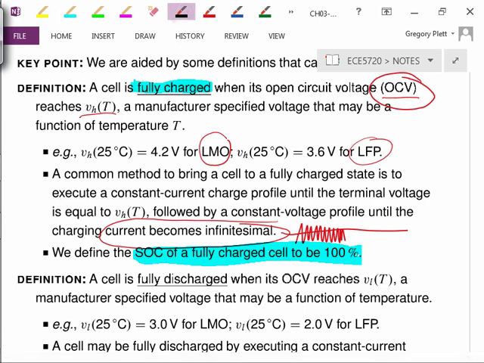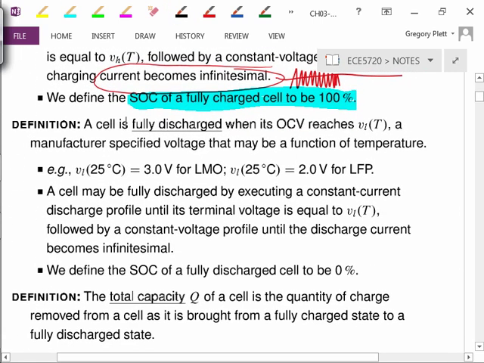We have a similar definition here for a cell being fully discharged. We say the cell is fully discharged when its open circuit voltage reaches a low voltage, V sub L of T. Again, a manufacturer specified voltage that might be a function of temperature. So V sub L at 25 degrees for a lithium manganese oxide cell is often something like 3.0 volts, and maybe it's about 2.0 volts for lithium iron phosphate, just to give two examples. Again, that is a purely reasonable, good definition of being fully discharged.